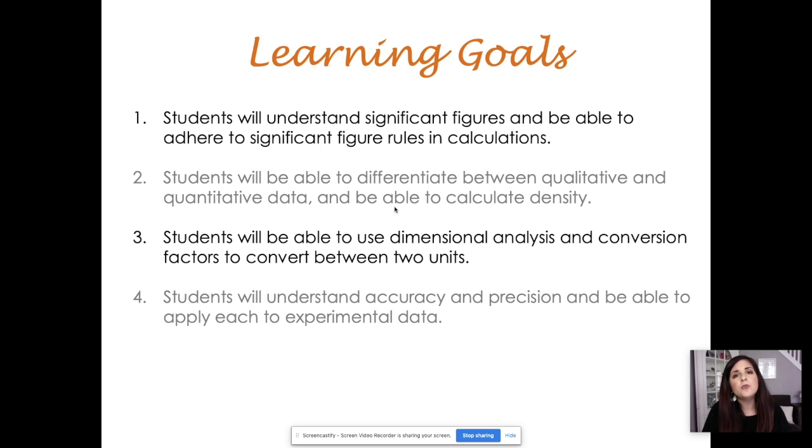And lastly, you'll understand accuracy and precision and be able to apply each to experimental data. So what's the difference between accuracy and precision? Why do chemists test for accuracy and precision in their experiments? All 4 of these learning goals are things you're going to learn about in Unit 1, and I'm really excited.